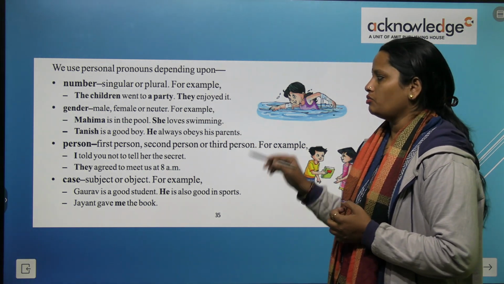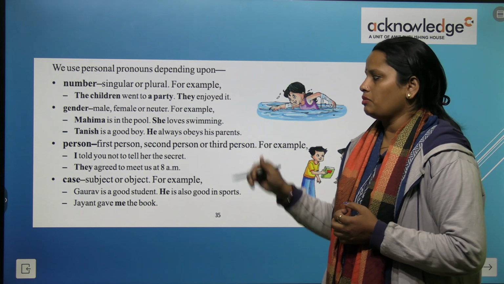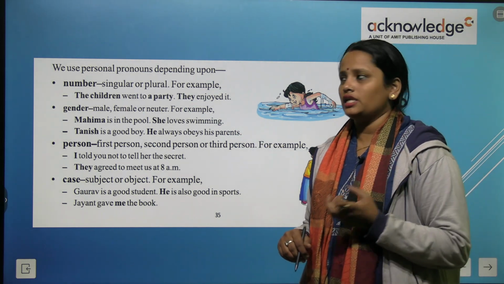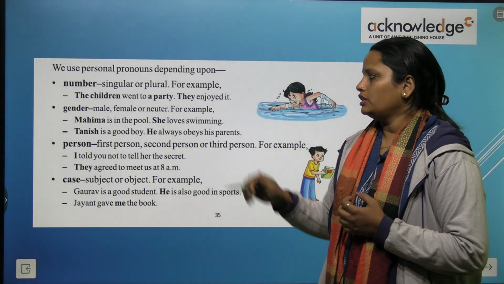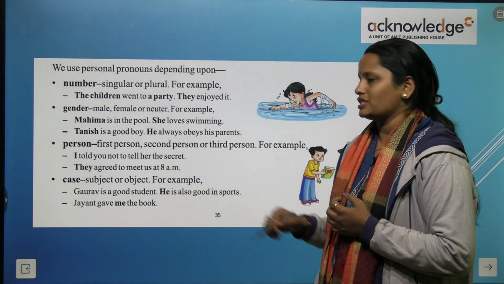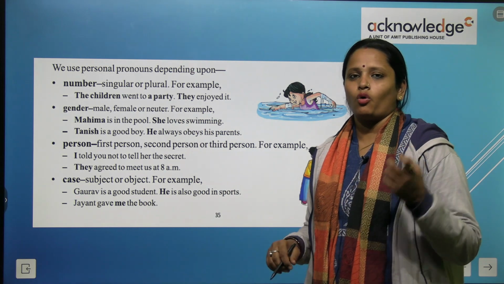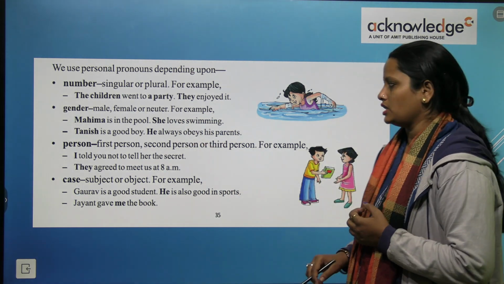Next is gender, male, female और plural. Mahima is in the pool. She loves swimming. महिमा एक गर्ल है तो उसके लिए हमने यहाँ पे she यूज किया है. Tanishk is a good boy. He always obeys his parents. अब तनिष्क एक बॉय है इसलिए हमने यहाँ पे he यूज किया है.